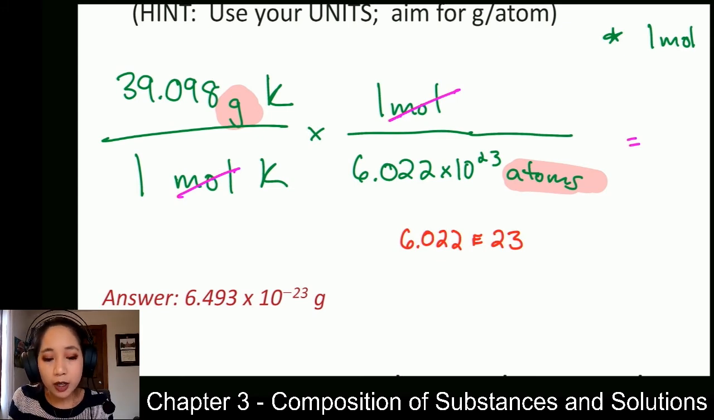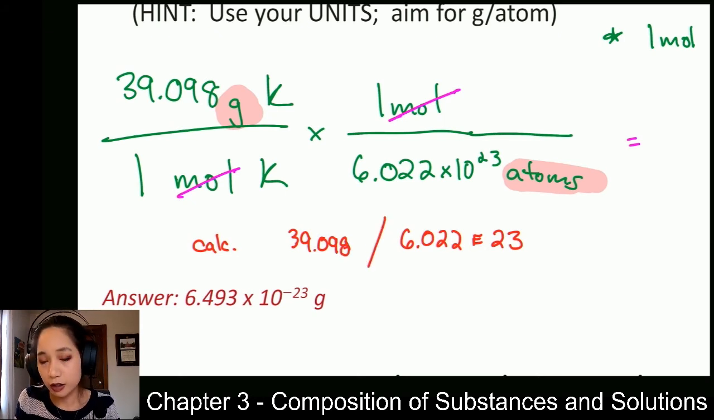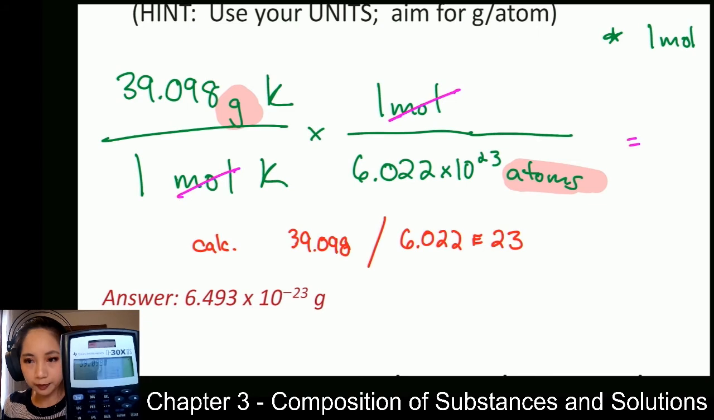So essentially what I'm going to put into my calculator is 39.098 and then divided by 6.022 E23, because 39.098 over 1, that's the same number. I can just essentially ignore these ones. I don't have to put them in my calculator. Divided by 1 times 1, it's the same number. So instead, I'm going to just put 39.098 into my calculator. All right.